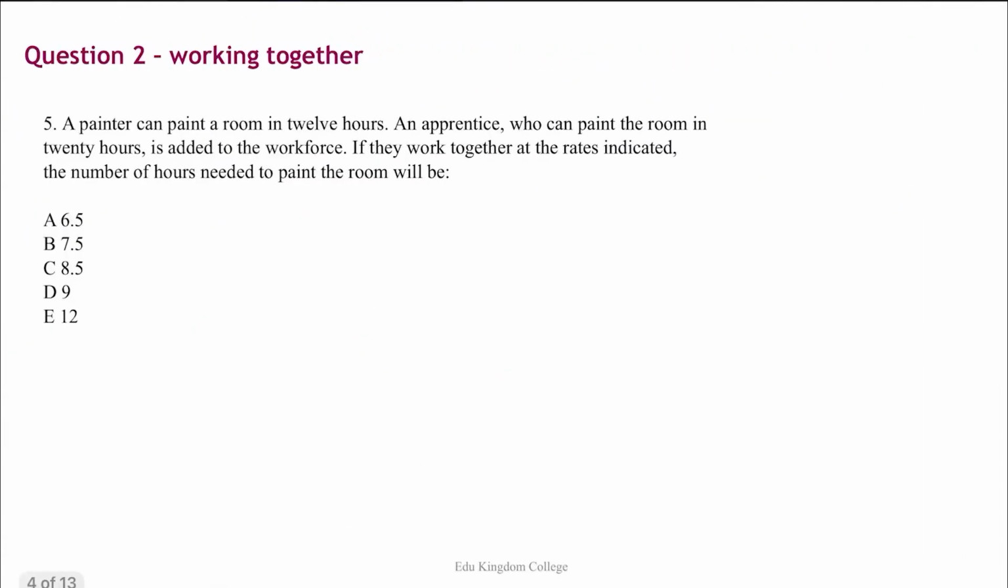Okay, next, question 2. Working together. A painter can paint a room in 12 hours. An apprentice who can paint the room in 20 hours is added to the workforce. If they work together at rates indicated, the number of hours needed to paint the room will be... Okay. Now guys, a painter can paint one room in 12 hours.